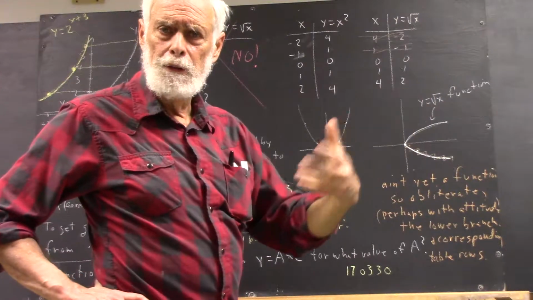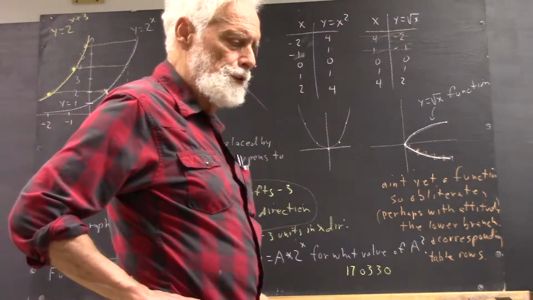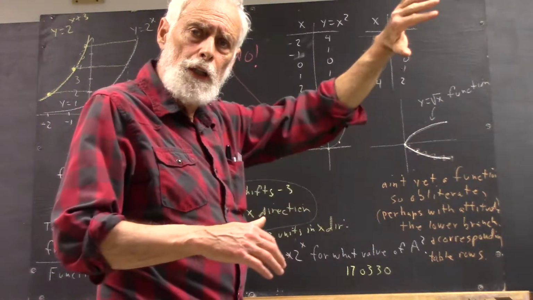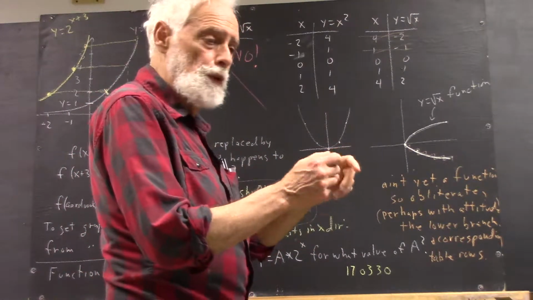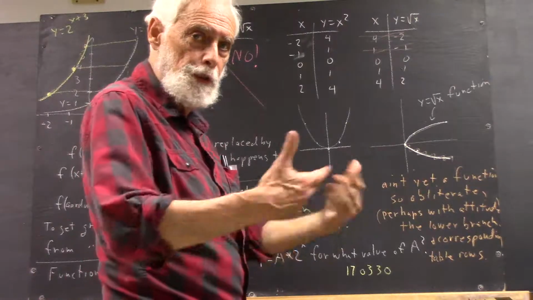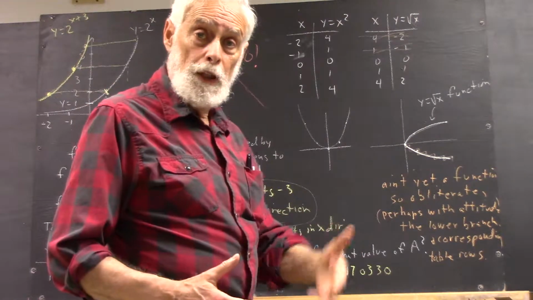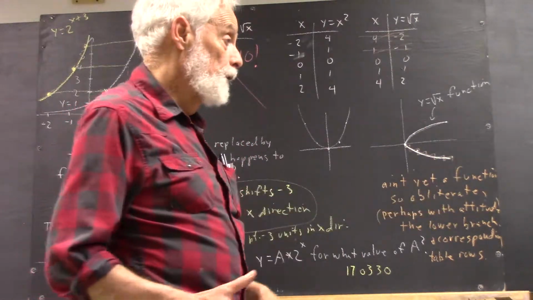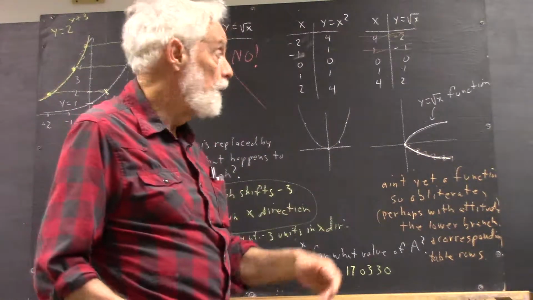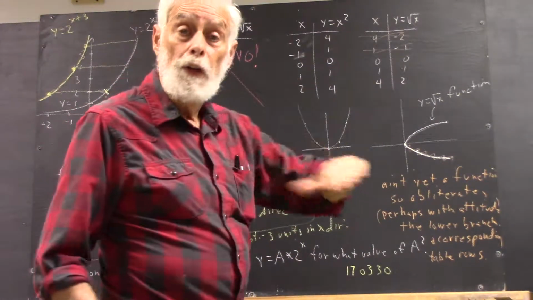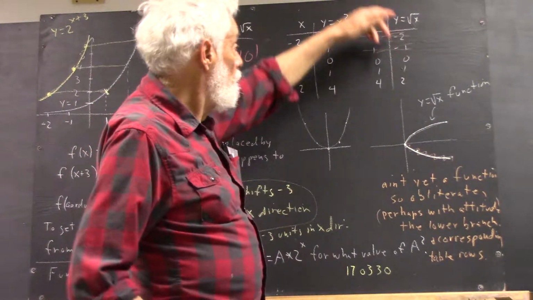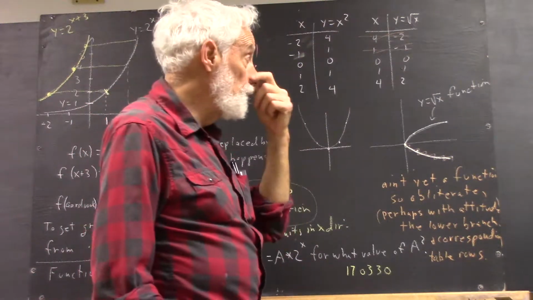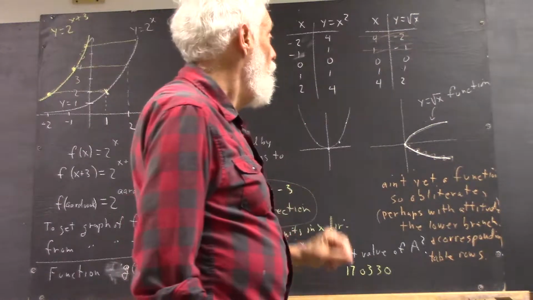Just as we did, or in a way very similar to what we did when we inverted the 2 to the x function, we switched the x and y coordinates and plotted the new points, and we got the graph of the inverse function, which was the log function. Inverting the 2 to the x function gave us the log to the base 2 function. Well, here we're inverting the x squared function, and we're going to get the square root of x function.